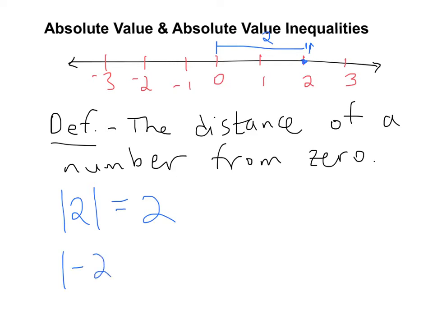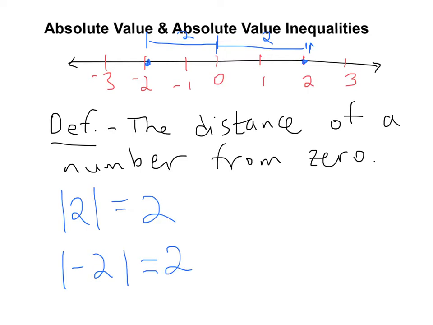Similarly, the absolute value of negative 2, well, go over here, look at negative 2 on our number line. There it is. And its distance from 0 is also 2 units. Remember, distance is positive, so absolute value is always positive. So that is also equal to 2.